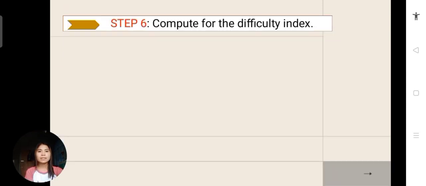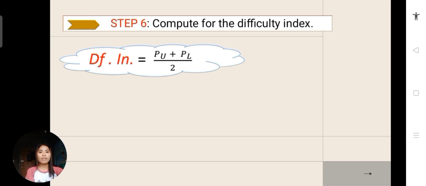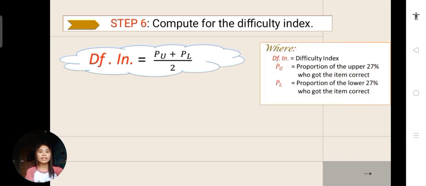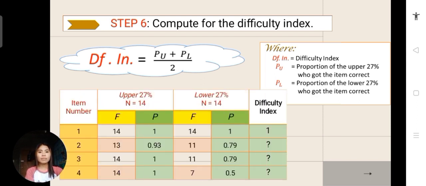Now we have step 6, which is to compute for the difficulty index. Computing for the difficulty index can be solved using the formula DFIN equals P sub U plus P sub L over 2, where DFIN stands for the difficulty index, P sub U is the proportion of the upper 27% who got the item correct, and P sub L is the proportion of the lower 27% who got the item correct. So, in this table, it was based from the previous slides where we solved the frequencies and proportions of the upper and lower 27% scorers.